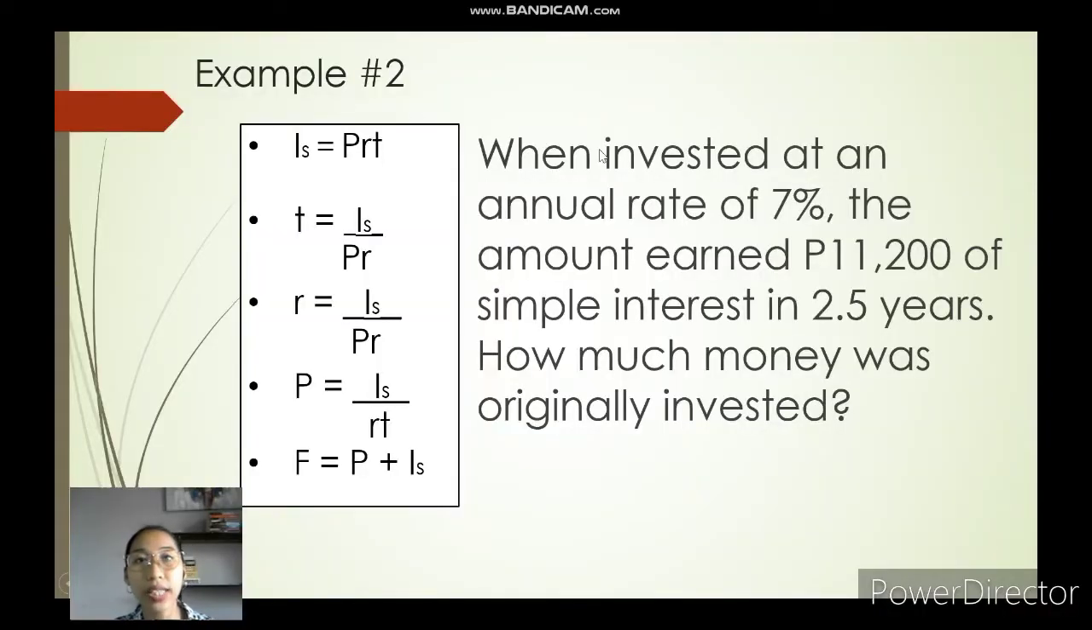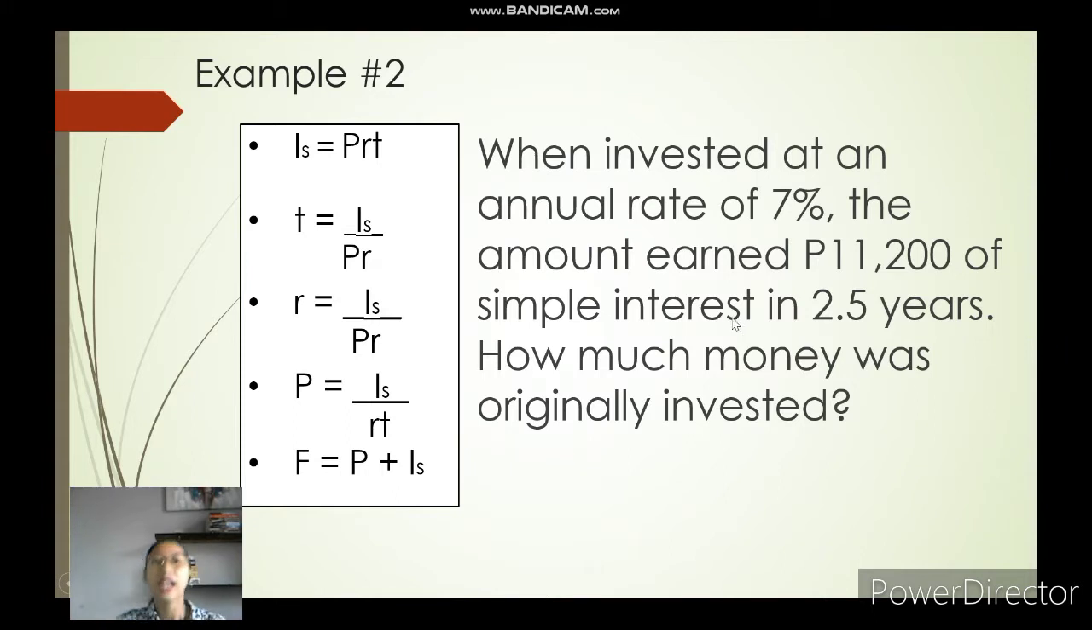Okay, let's proceed now to example number 2. Atong sabton na ang problem. When invested at an annual rate of 7%, the amount earned 11,200 pesos of simple interest in 2.5 years. How much money was originally invested?